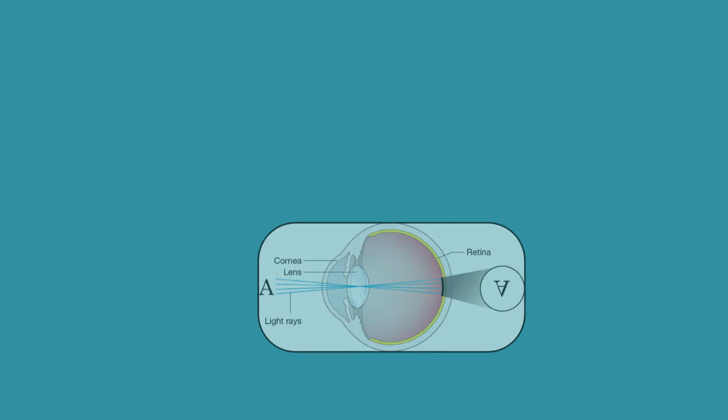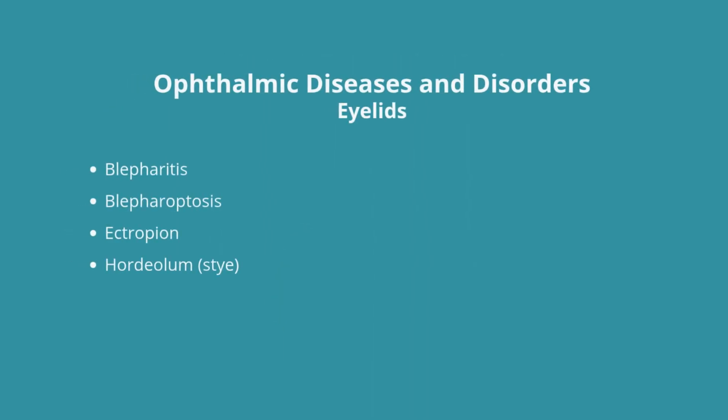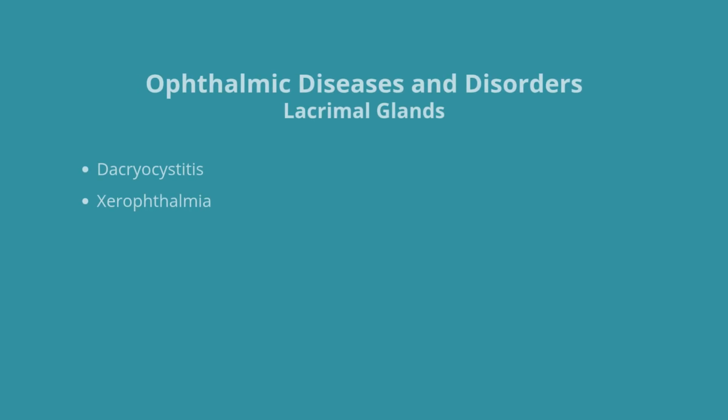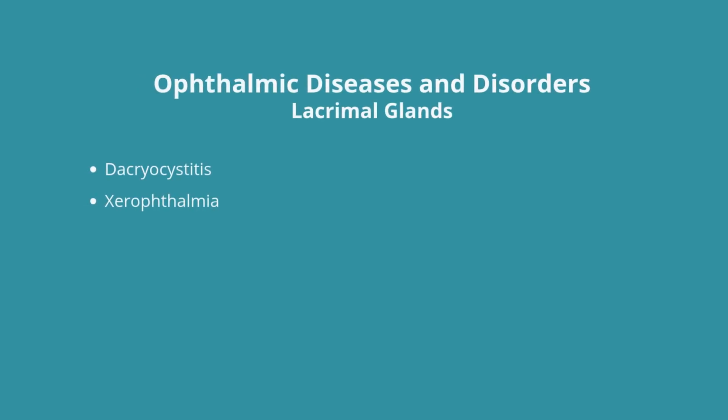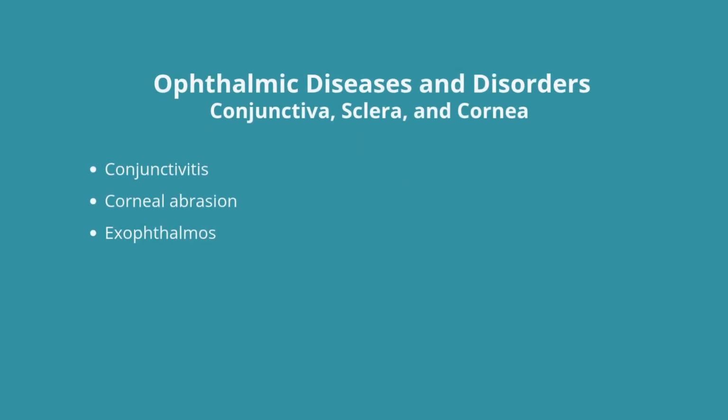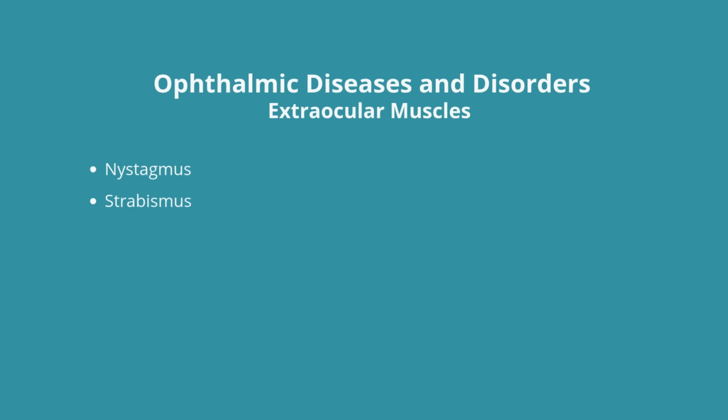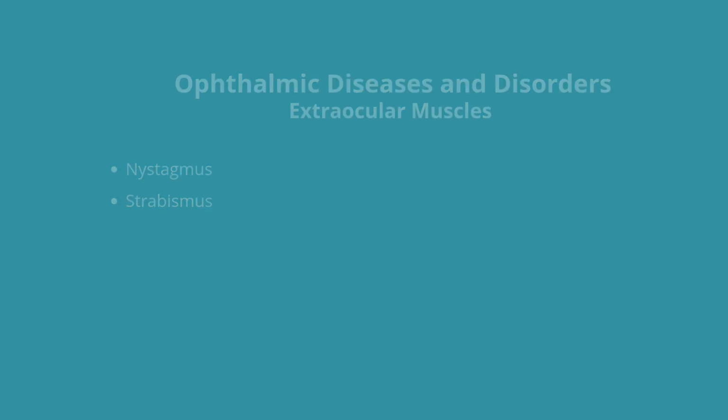understand what we're seeing. Some common ophthalmic diseases and disorders of the eyelids include blepharitis, blepharoptosis, ectropion, and hordeolum. Disorders of the lacrimal glands include dacryocystitis and xerophthalmia. Disorders of the conjunctiva, sclera, and cornea include conjunctivitis, corneal abrasion, and exophthalmos. Disorders of the extraocular muscles include nystagmus and strabismus.